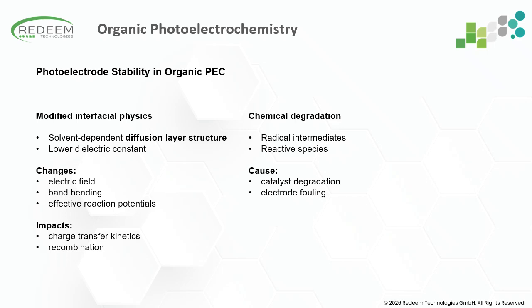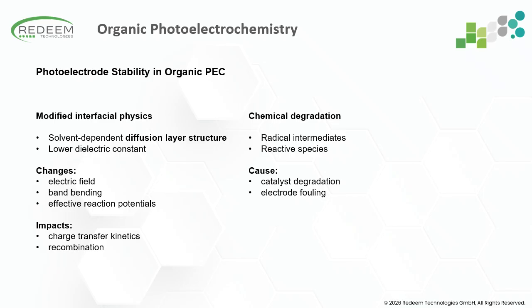And besides these transport limitations, the photoelectrode stability becomes another major challenge in organic PEC. The first reason is that changing the solvent also changes the electrochemical interface, the electrical double layer, the electric field at the surface, and the band bending inside the semiconductor. And this is all dependent. So this directly influences the charge transfer kinetics and recombination losses.